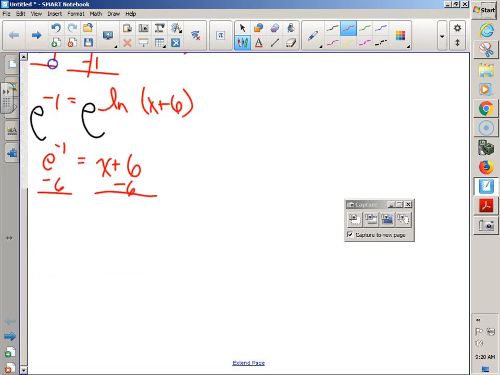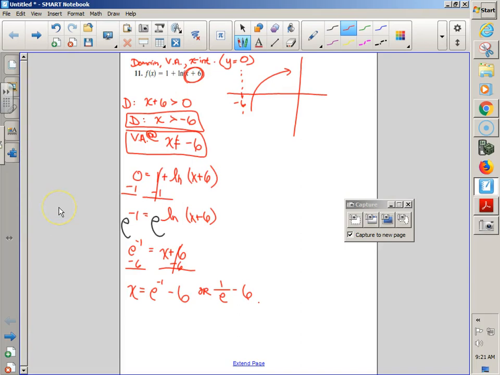And just a few of you stress so much, can I put them together? And you try to do some sort of magical, I don't even know what, transformation. Literally, it's just e to the -1 minus 6. They're not like terms. The only other way to write it is 1 over e minus 6. And I do believe that this question was asking you to put all of this together in a graph.